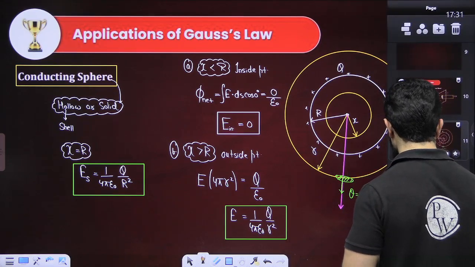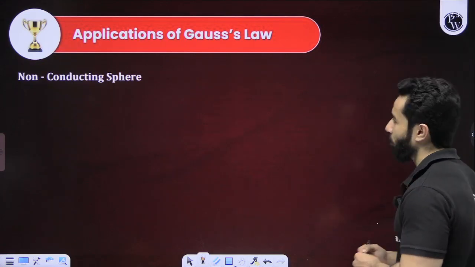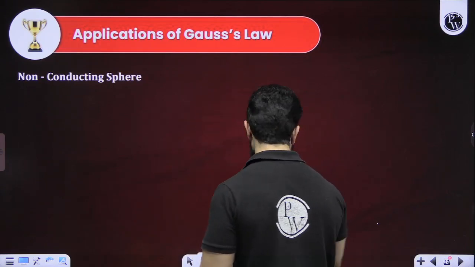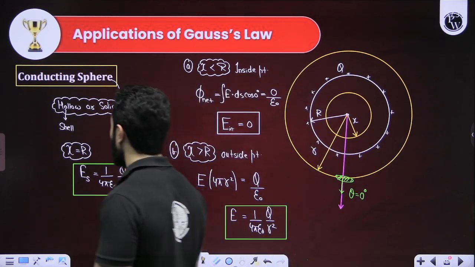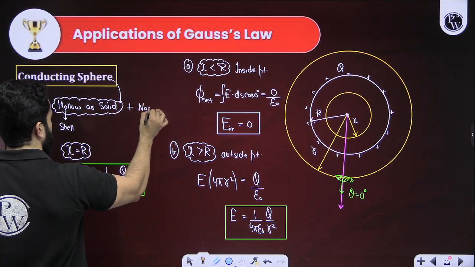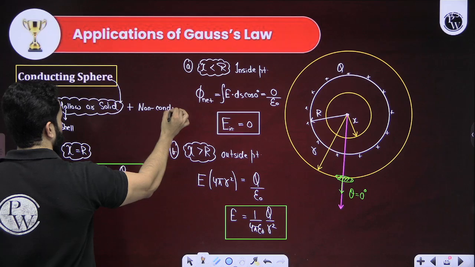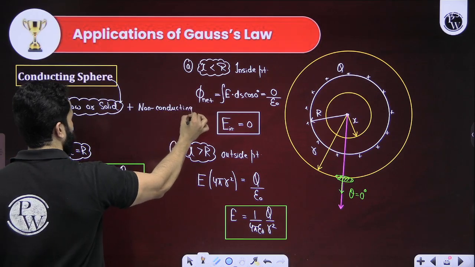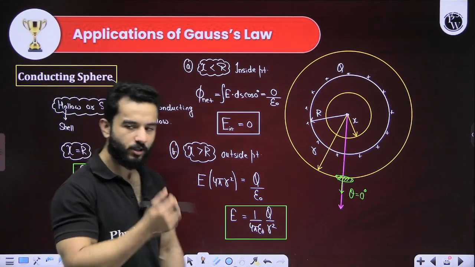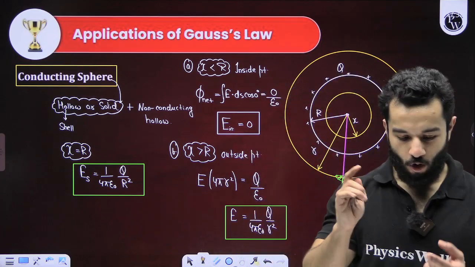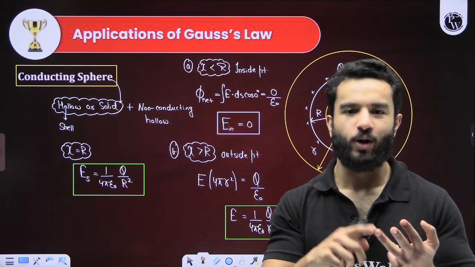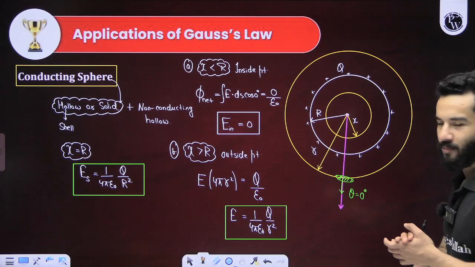Now the last derivation, that is the non-conducting sphere. Let's suppose I am talking about a non-conducting but hollow sphere. This also means the same thing. Although it is non-conducting, it has nothing inside, so the charge again will lie on the surface. So hollow conducting, solid conducting, and hollow non-conducting, the answer will be the same.